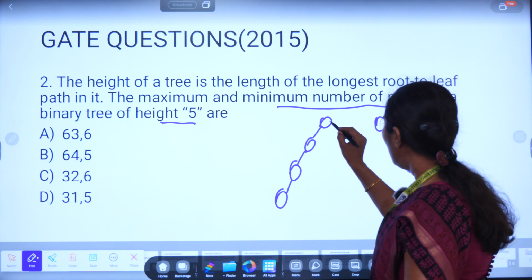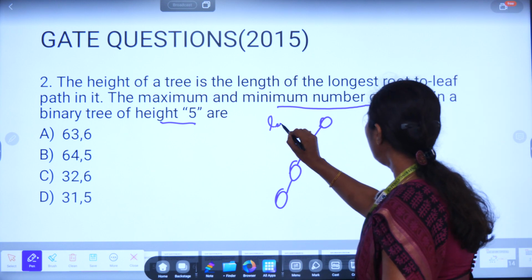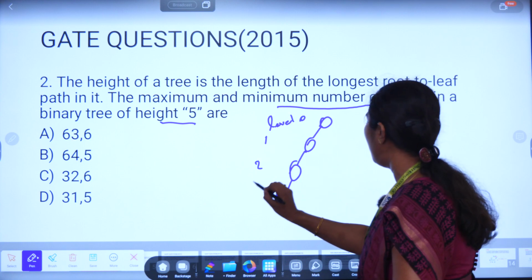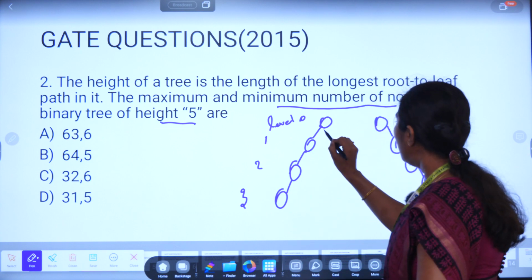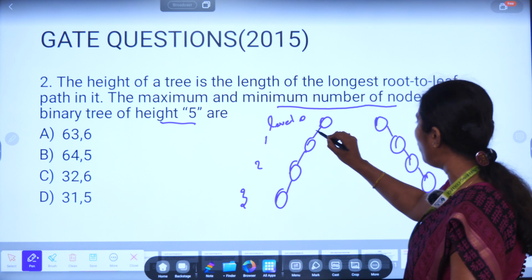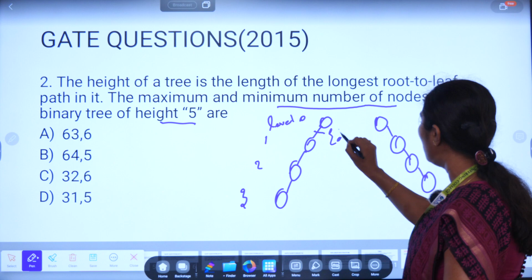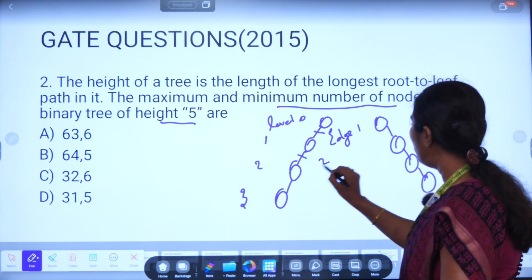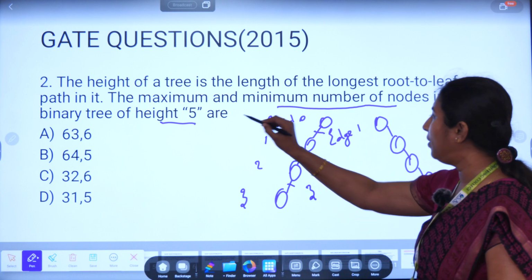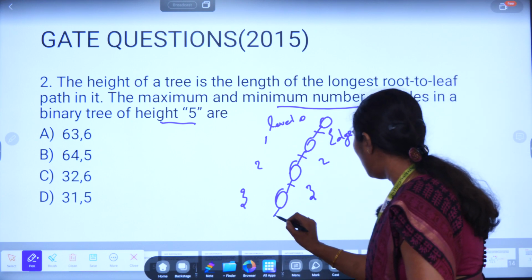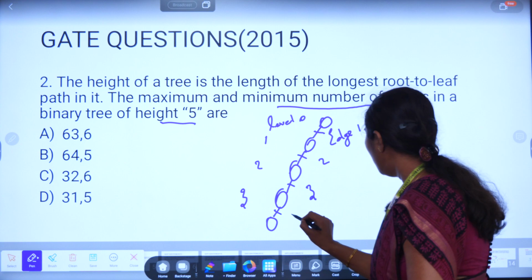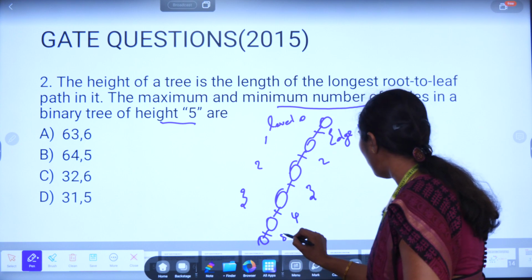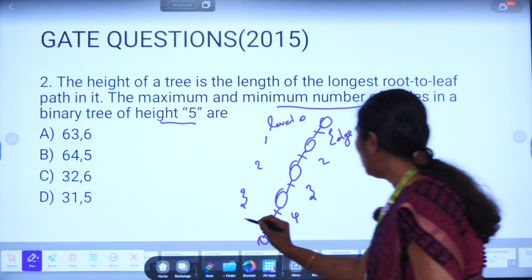So this is your level 0, this is your level 1, this is your level 2, and this is your level 3. The edges: how many edges do we have over here? This is your edge 1, this is your 2, this is your 3. The height they have given is 5. To consider the height of the tree as 5, this is your 4 and this is your 5.